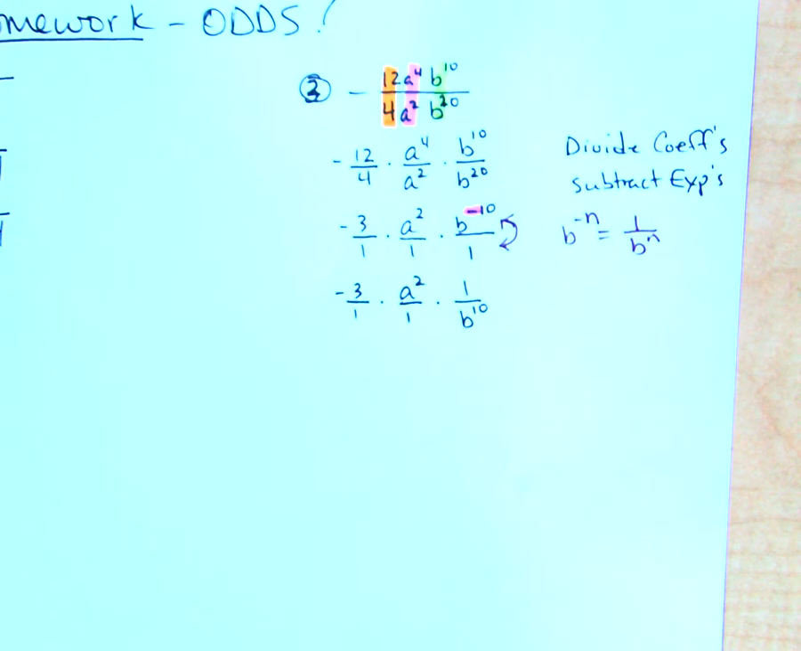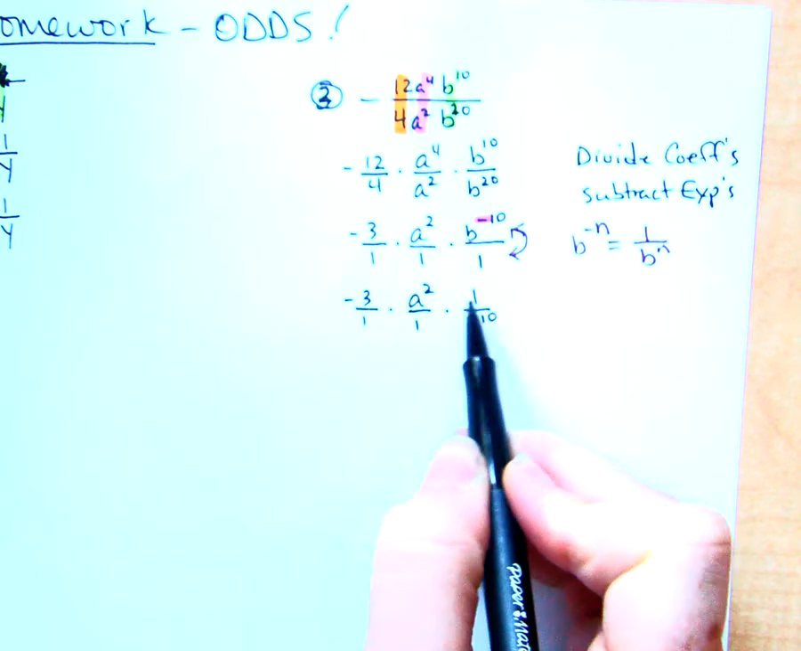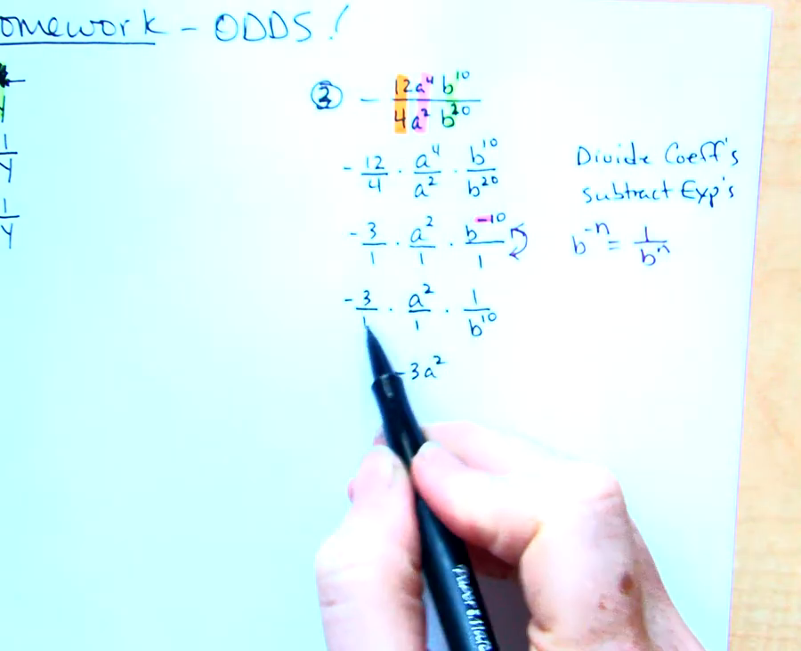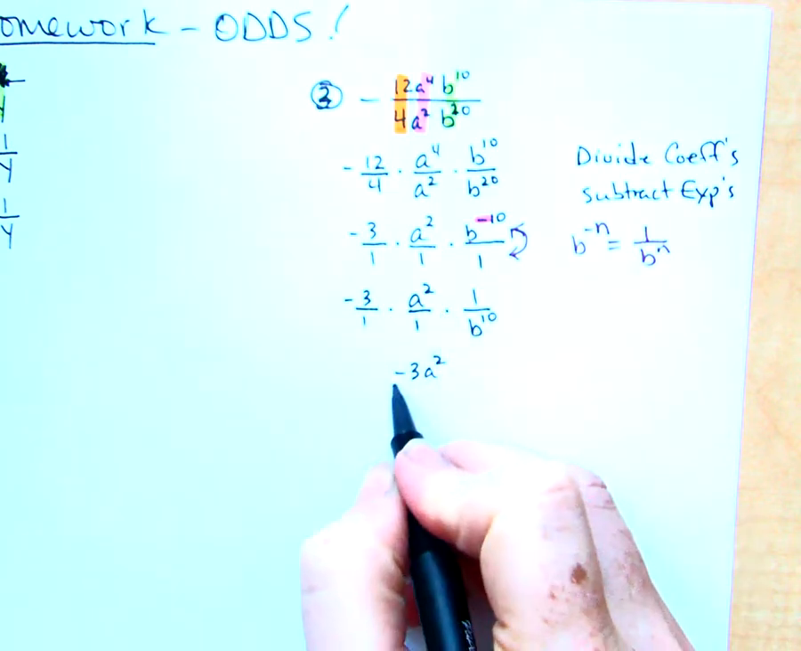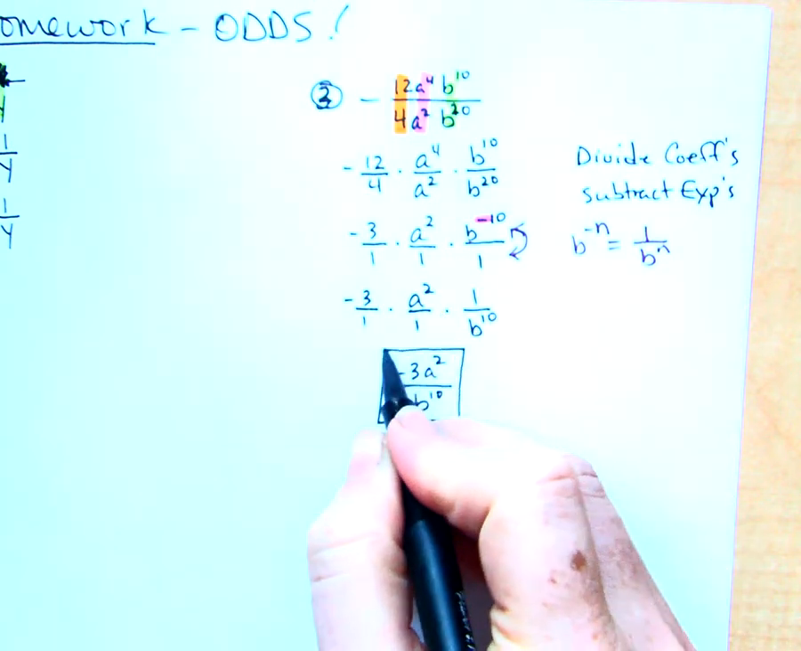Once I've got all the exponents positive, and there's only one of each kind of base, then I can squish it all back together into one fraction. So across the top in the numerator, negative 3 times a squared times 1 is negative 3a squared, and 1 times b to the 10th is b to the 10th. And that's my final answer.